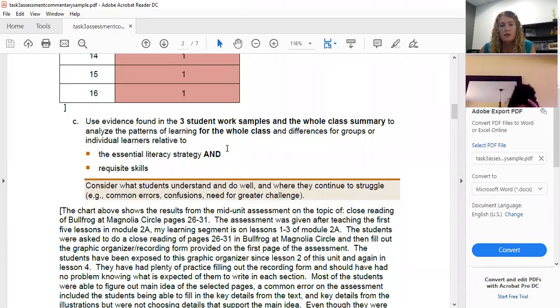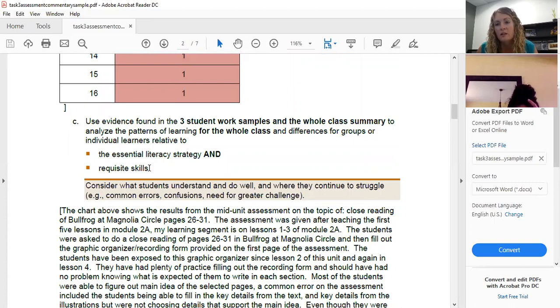So here it gets back to, you're now analyzing the work samples for patterns of learning. And remember, for patterns of learning, we talked about that qualitative analysis and the quantitative analysis. And you're analyzing it for how students are doing relative to the essential literacy strategy and related skills. Remember, that goes back to task 1.